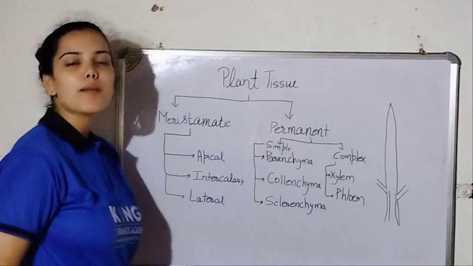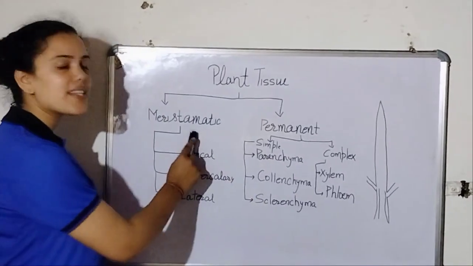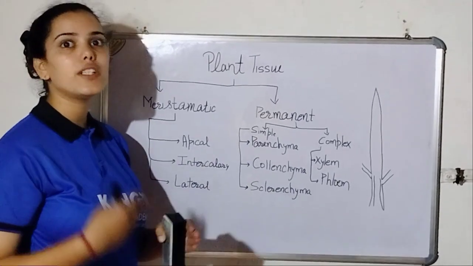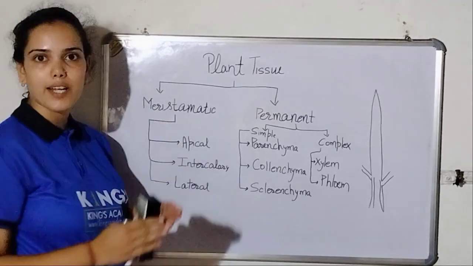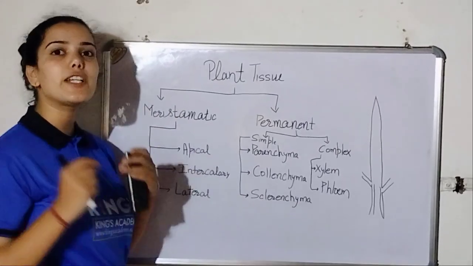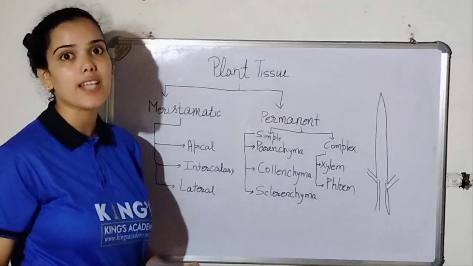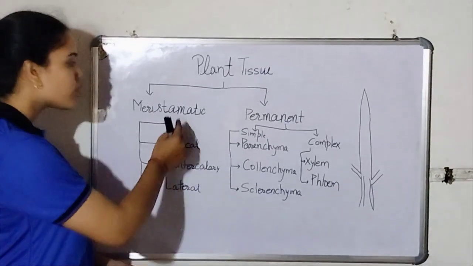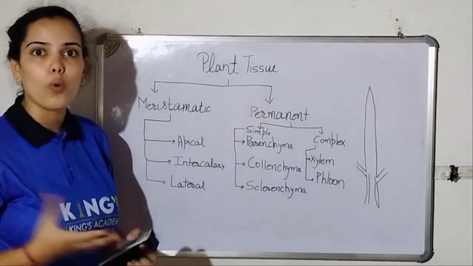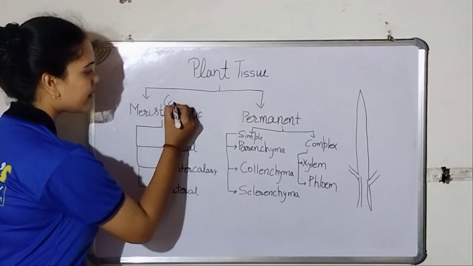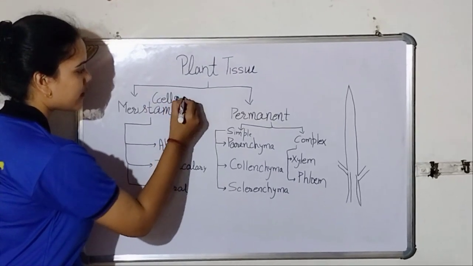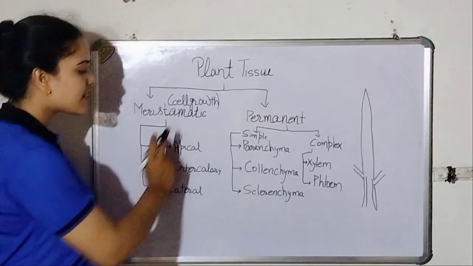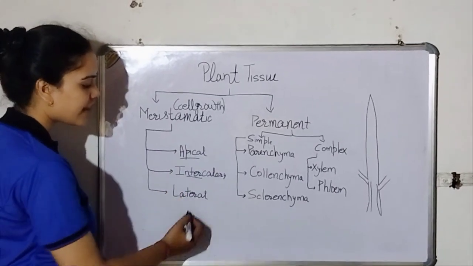So firstly we will discuss the meristematic tissue. This tissue means the origin of the cells, the origin of cell growth. This tissue is situated in a place which is able to divide cells, having a large amount of protoplasm which enables the cell to divide. So this meristematic tissue helps in the growth of the cell. It is again divided into apical, intercalary and lateral.